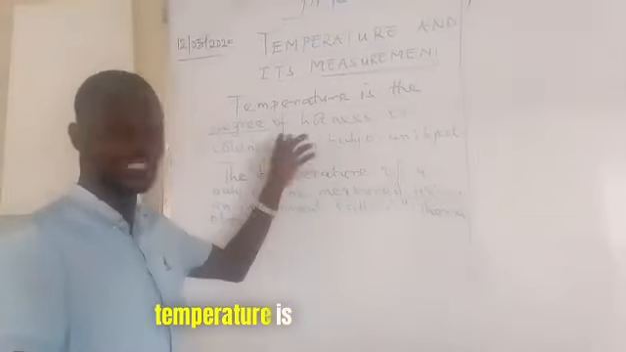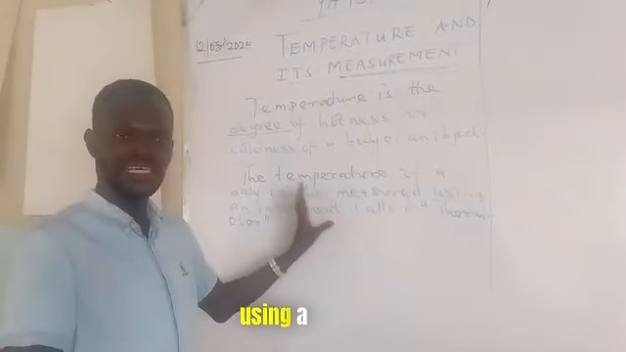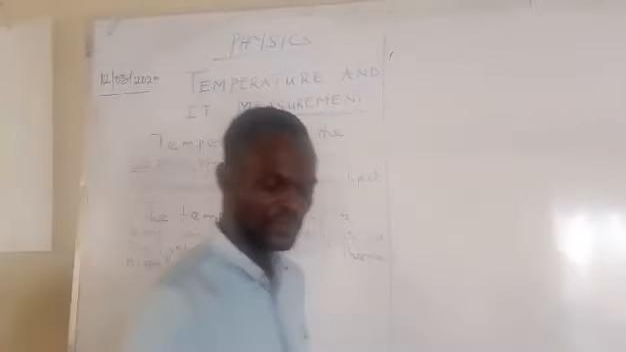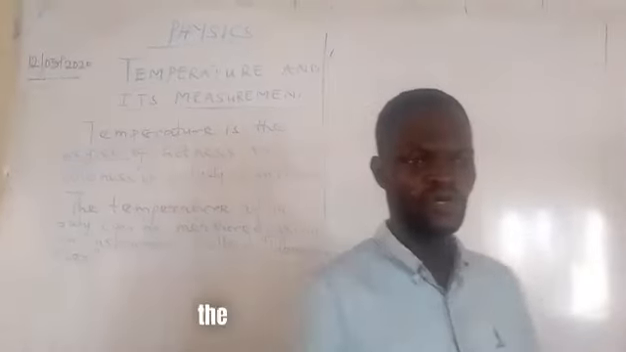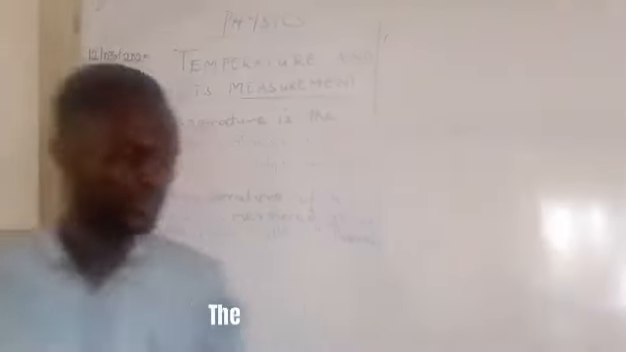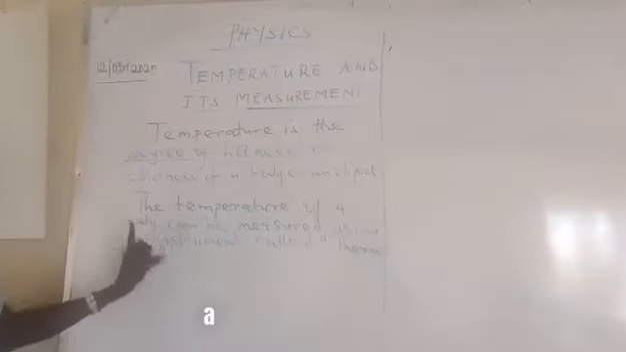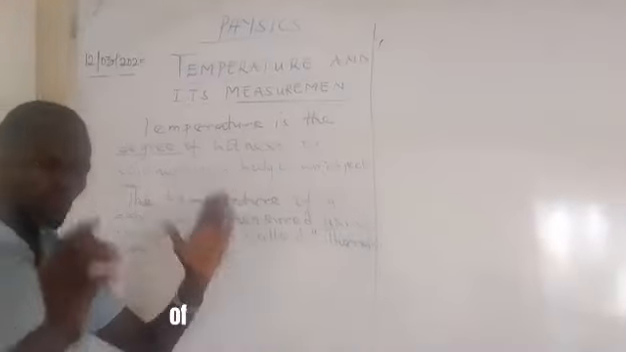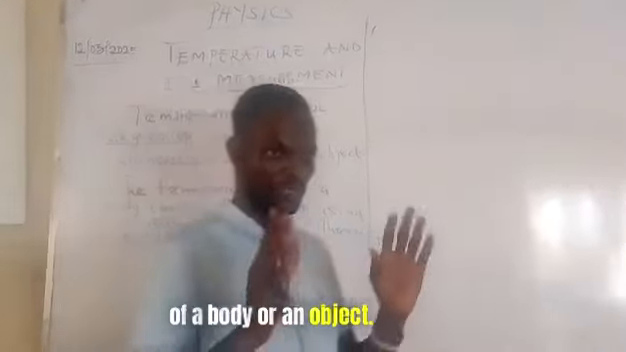So temperature is measured using a thermometer. Because someone may ask you that, what can we use to measure the temperature of an object or a body? The answer is a thermometer is used to measure the temperature of a body or an object.